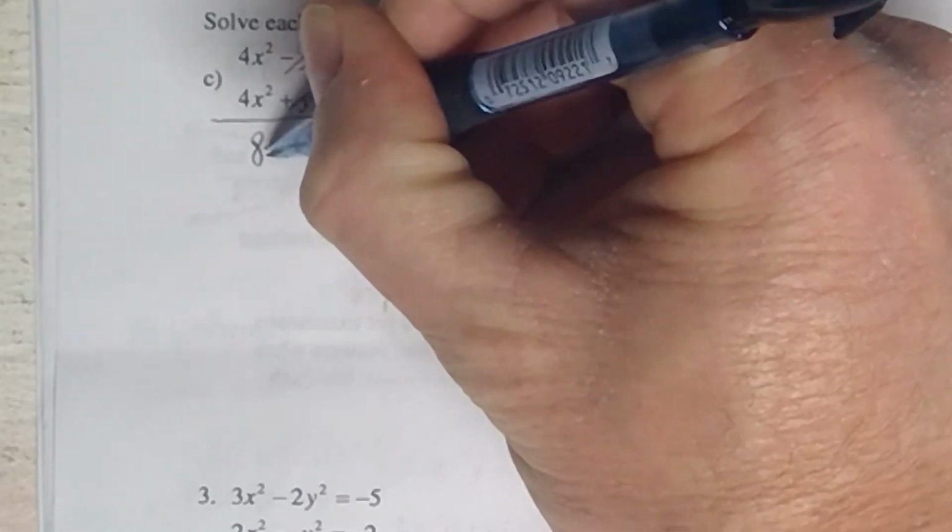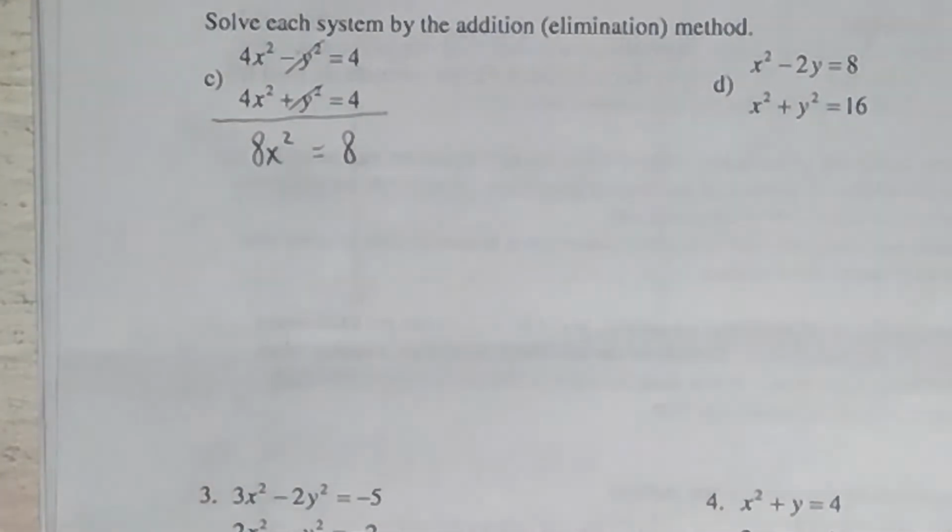So when I combine these together, I get what? I get 8x squared. The y's cancel, of course. And then 4 plus 4 is 8. So what does this lead to? This leads to, again, a one variable equation.